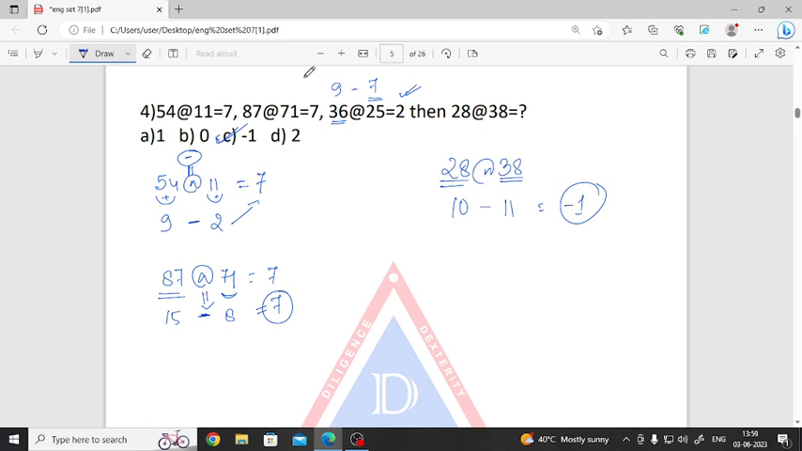So what was the solution here? Adding the first two numbers, subtracting it with the sum of the second two numbers. Adding the first two numbers 15, minus adding the last two numbers, that is 7 plus 1 is 8, then gives us the resultant answer. Okay? Let's move on to the next one.